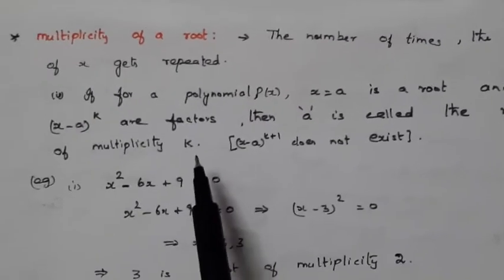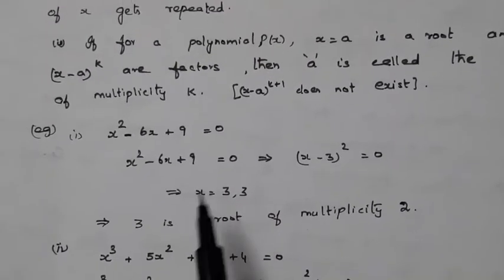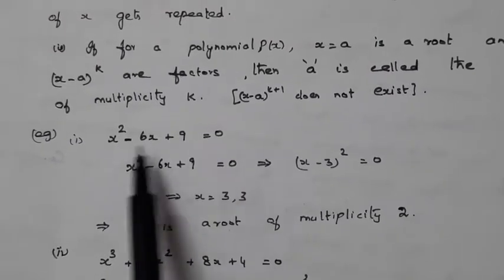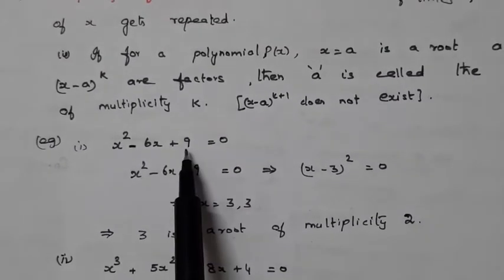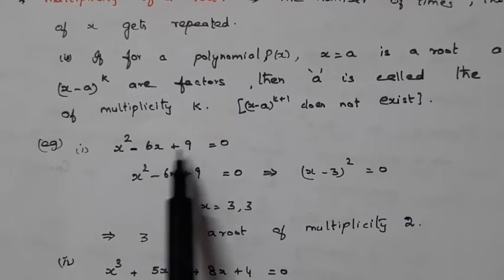So let me explain this multiplicity by means of an example. Consider the quadratic equation x squared minus 6x plus 9. As its degree is 2, it is called a quadratic equation.